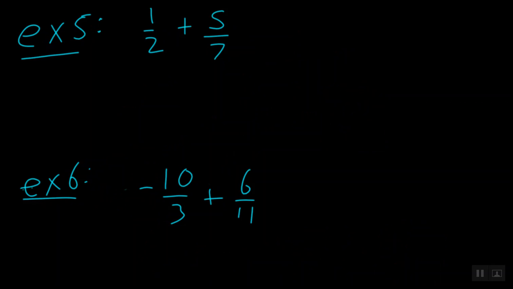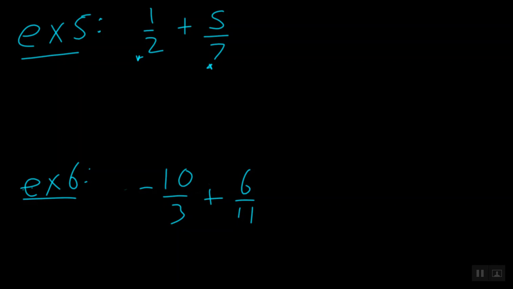Okay, here we have example 5, where we have 1 over 2 plus 5/7. Now you'll notice in this case, 2 and 7 are not any sort of multiples of each other. And so this gets a little bit trickier. So what do you do when both denominators have no terms in common? Well, the trick is to multiply them both by a number that will get them to their least common multiple.